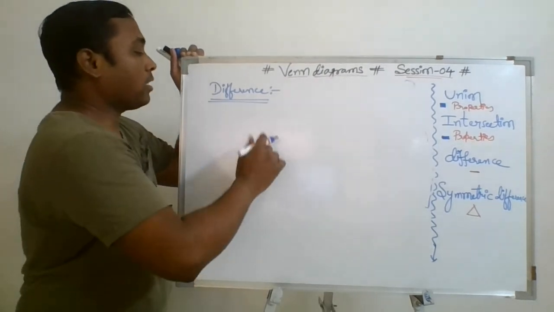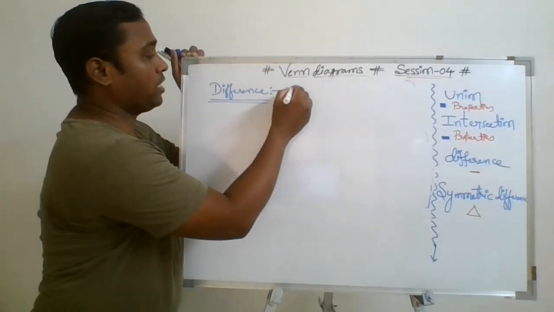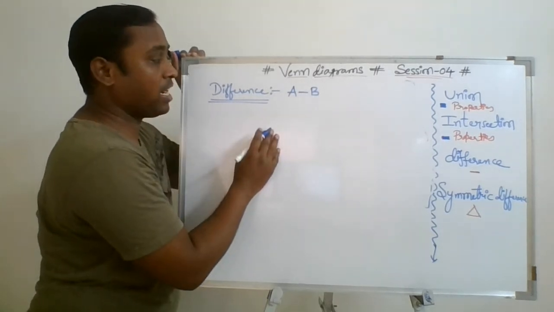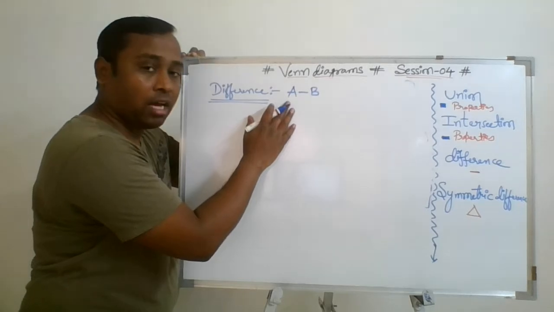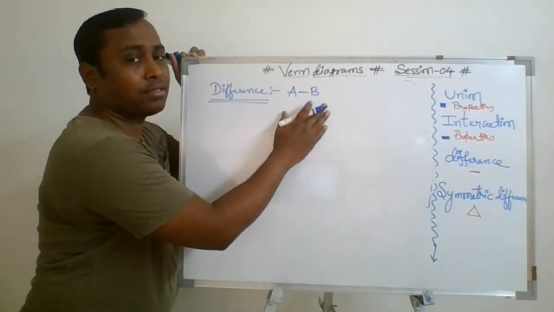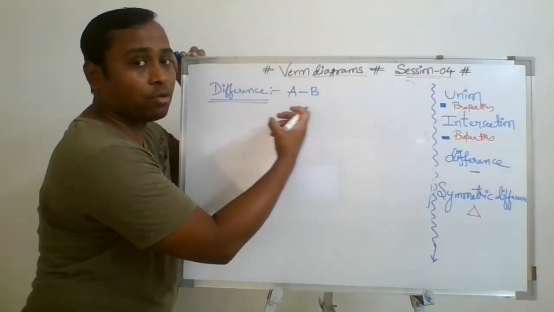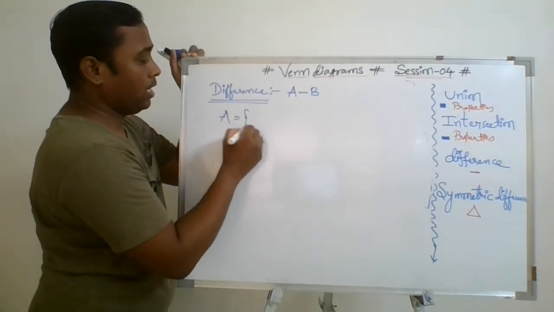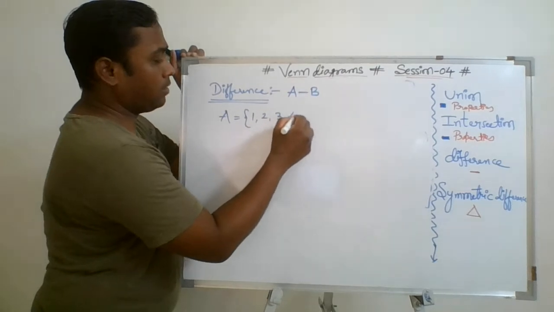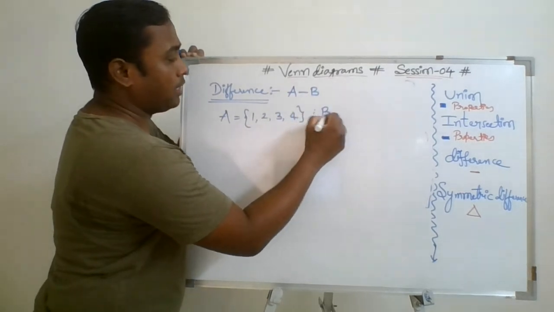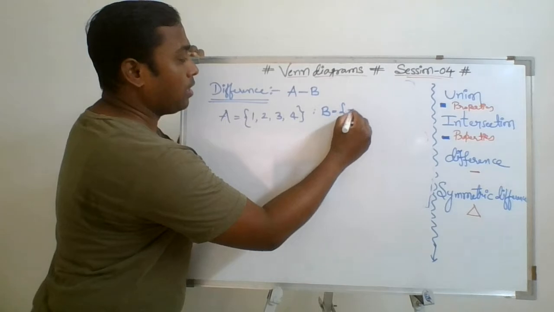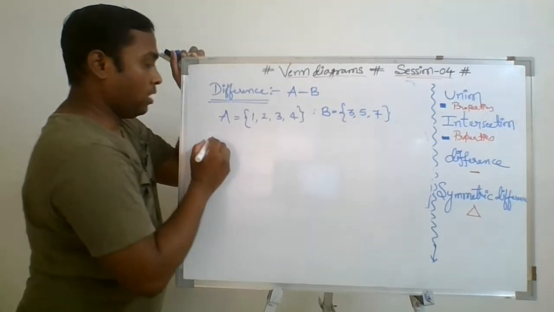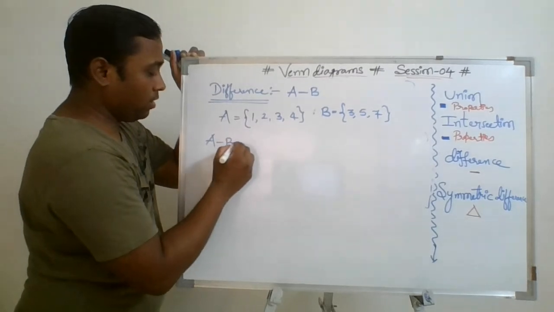For that I am taking two sets. First, the difference of two sets, A minus B. What is meant by A minus B? Elements which are in A but not in B. Simply, we are removing the elements of B from A. Let's understand through an example. Set A has the elements 1, 2, 3, 4 and set B has the elements 3, 5, 7. Now what does A minus B say?